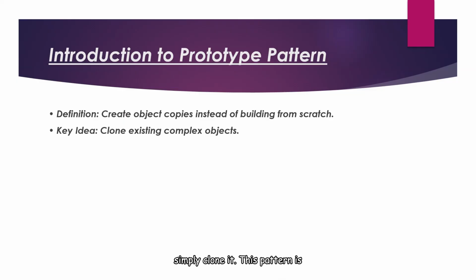This pattern is ideal when object creation is costly in terms of resources or time, such as when constructing objects with complex states. In this pattern, we define a prototype interface, usually with a clone method. The concrete classes implementing this interface will provide their specific implementation of the clone operation, allowing the system to quickly generate similar objects.